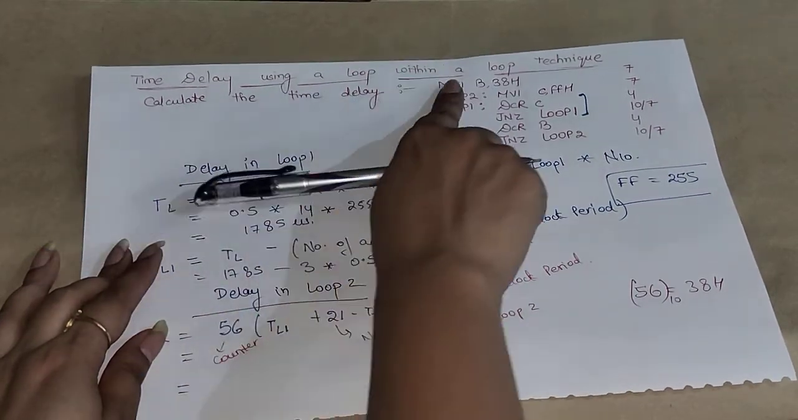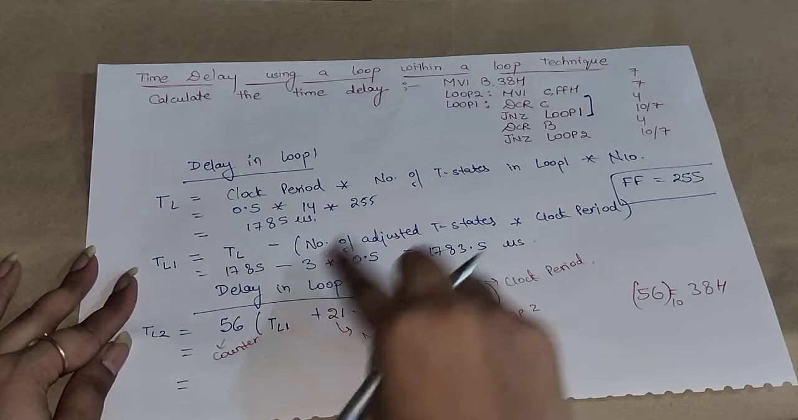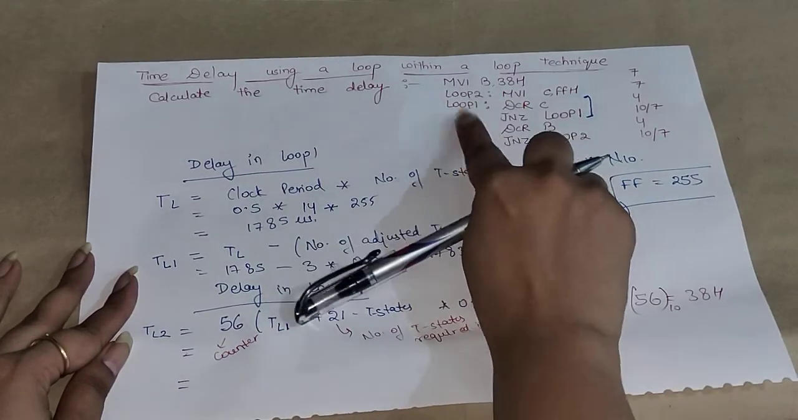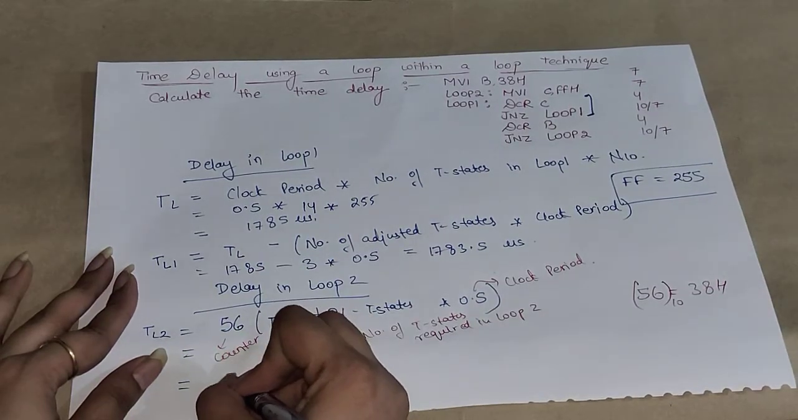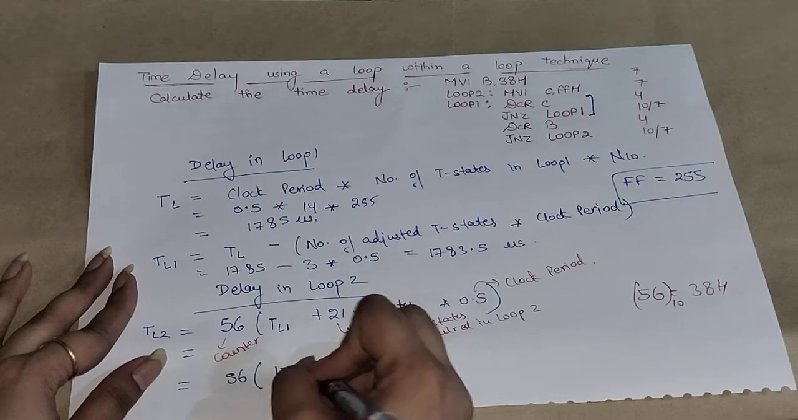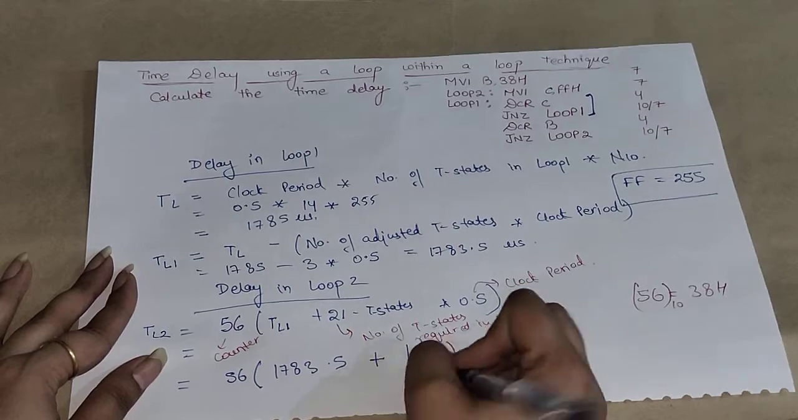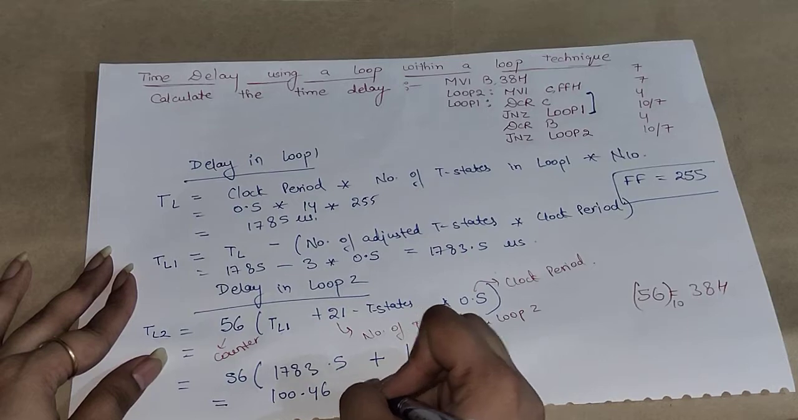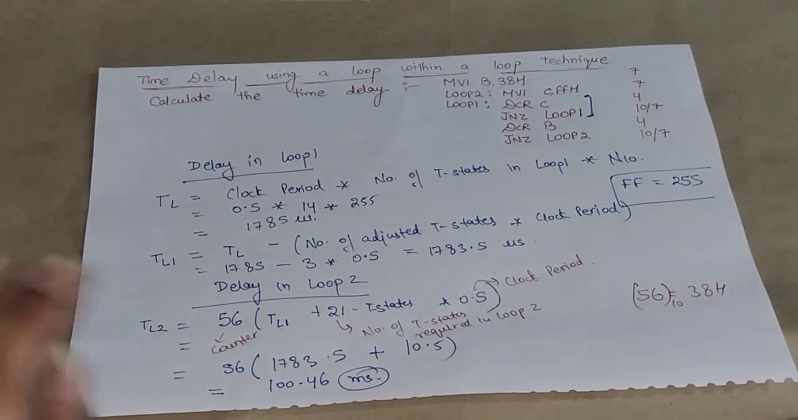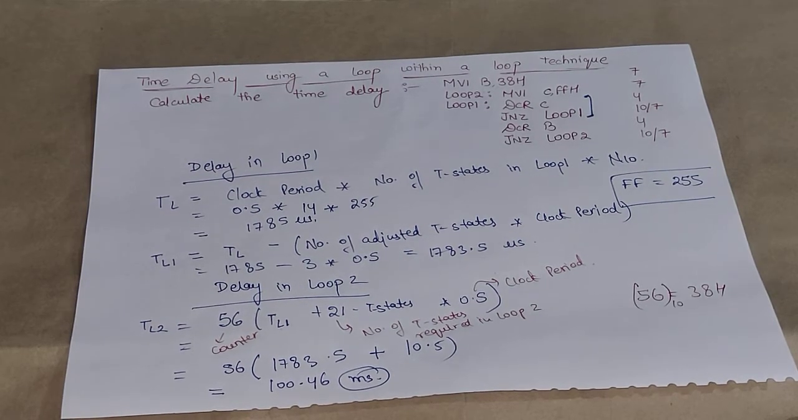Now, this is another way. This is time delay using a loop within a loop technique. Here we are calculating the delay in loop 2 because of loop 1. So this is the formula. That means this is equivalent to 56 into 1783.5 plus 21 into 0.5, which is equivalent to 100.46 milliseconds. Milliseconds, I have not written microseconds, milliseconds. So this was the last formula, or you can say the last method of counters and time delays.